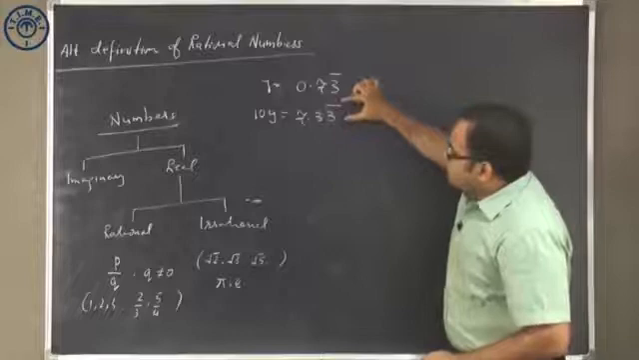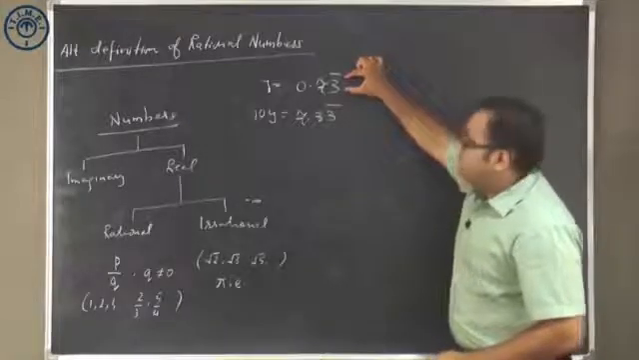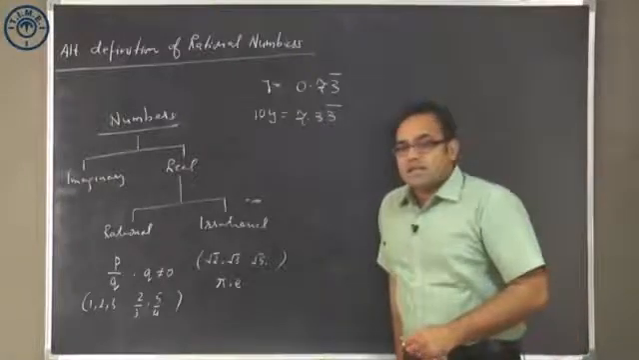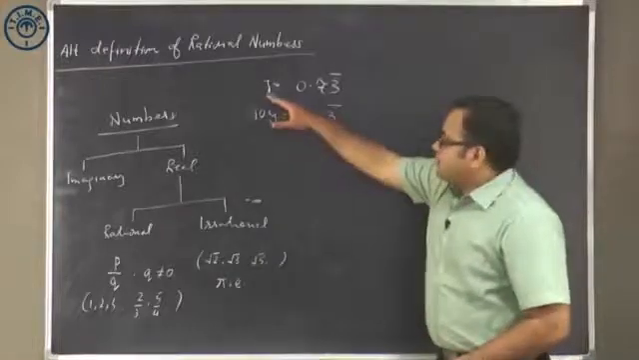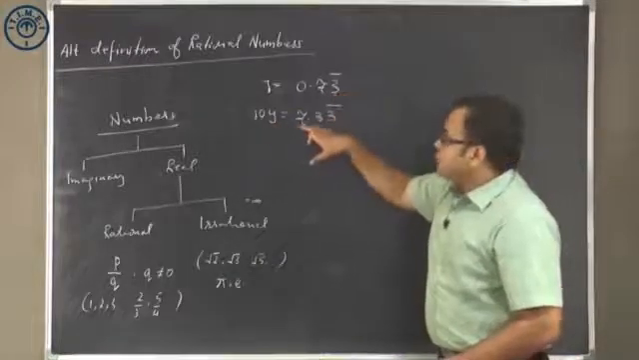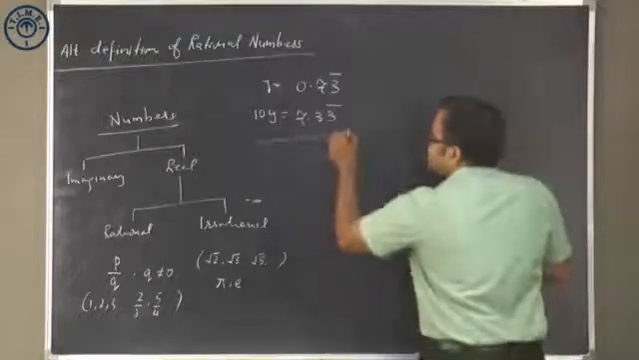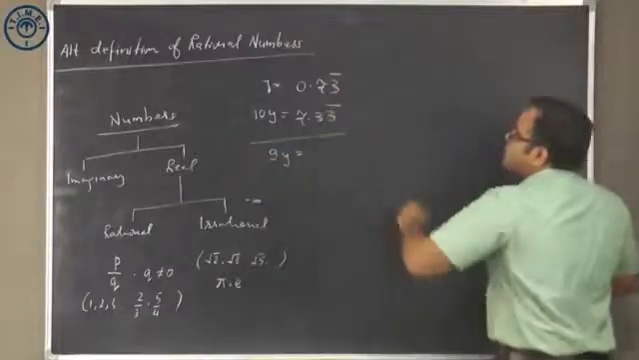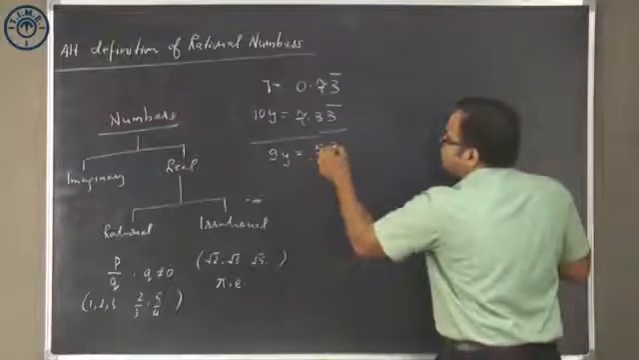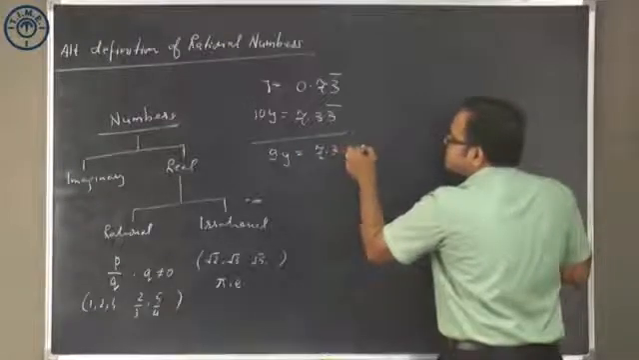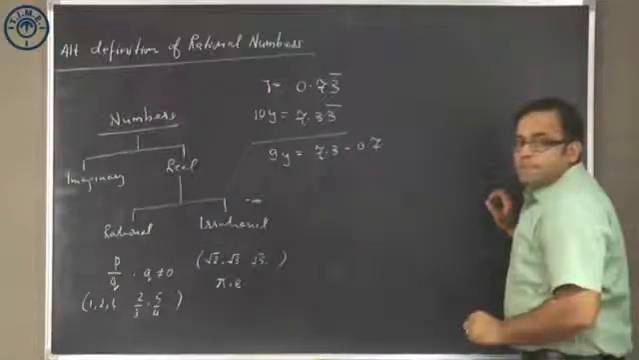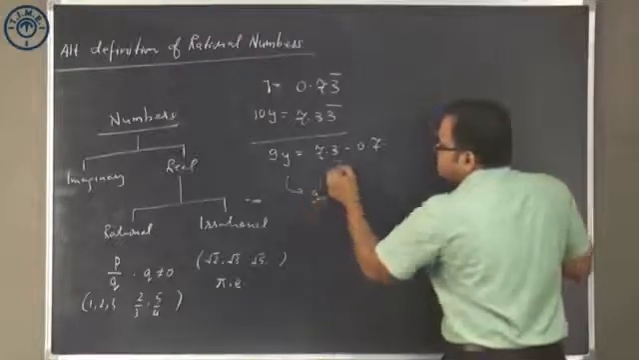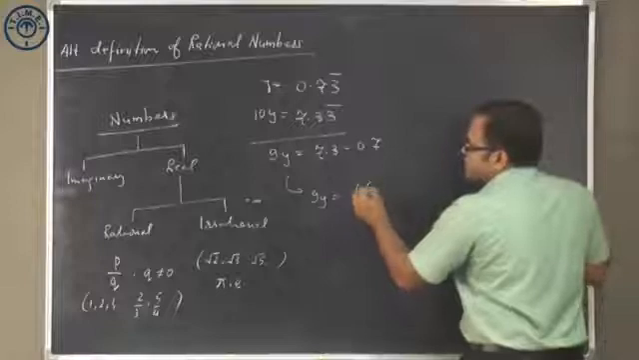The idea here is that once I have put 3 bar over here and 3 bar over here, this is an infinite number of 3's, so from that, one 3 added or subtracted will not make any difference. So we can write y is equal to 0.73 bar, 10y is equal to 7.33 bar. Now if I subtract the first equation from the second equation, I will get 9y is equal to 7.33 bar minus 0.73 bar. This is equal to 7.3 minus 0.7, so I can write 9y is equal to 6.6.